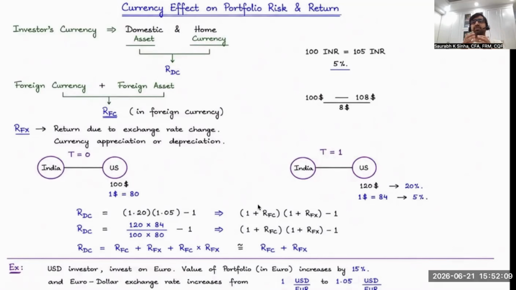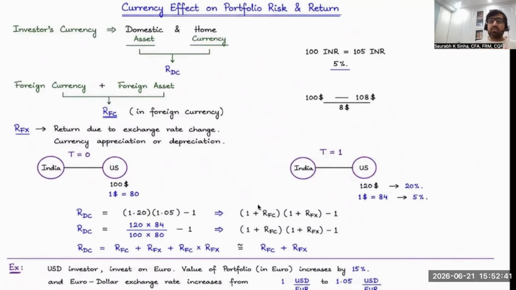The return formula is the weighted average of the different investments in a portfolio, and the risk formula is WA square sigma A square plus WB square sigma B square plus 2 into the correlation between A and B, WA sigma A and WB sigma B. We all know these risk and return formulas. But when you invest in a foreign asset, there are certain nuances in the calculation of return and certain nuances in the calculation of risk that you should understand.